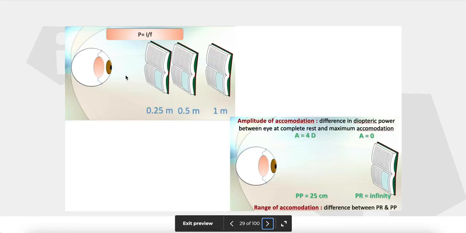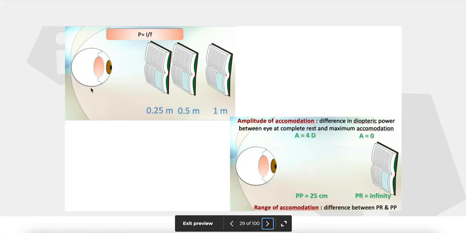So as we mentioned before, here is the relation between the power of accommodation and the focal length or the distance. So power equals 1 divided by focal length. In order to see an object at 25 centimeters, the eye should exert accommodation of 4 diopters. If the eye wants to see an object at about 50 centimeters, the eye should exert a power of around 2 diopters. If the eye wants to see an object at 1 meter, then the eye should exert about 1 diopter. And according to the question, if the eye wants to see an object at 2 meters, then it should exert accommodation of 0.5 diopters.